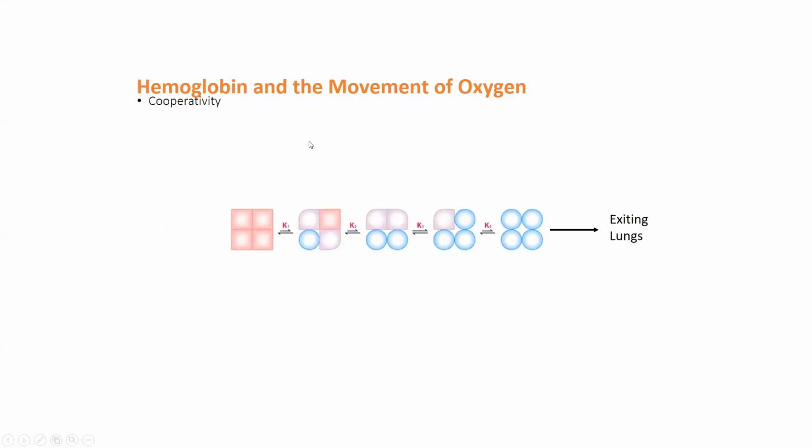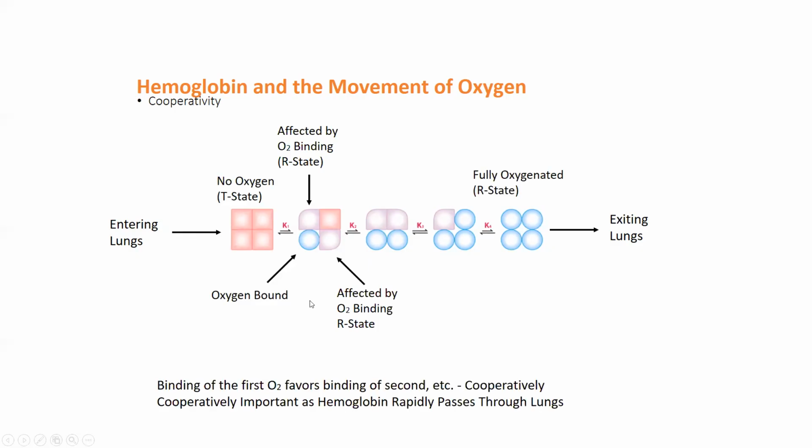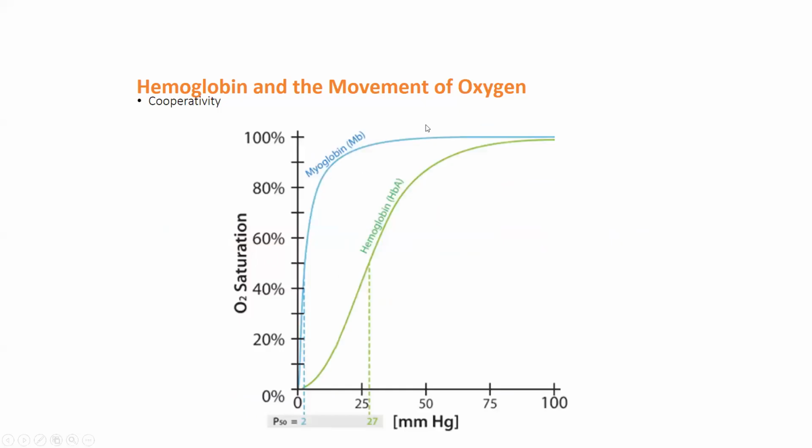Okay. Hemoglobin and the movement of oxygen. So you see, entering the lungs, you are in the T state, no oxygen. As you move through, oxygen is more bound until it's all the way fully oxygenated. So the binding of the first oxygen favors the binding of the second. And the cooperativity is very important. This is the hemoglobin and the movement of oxygen.